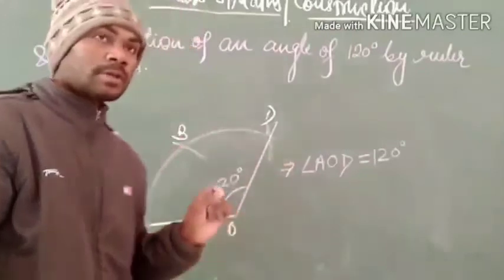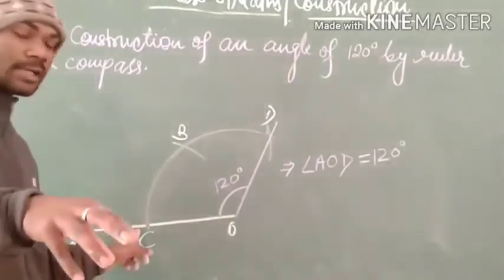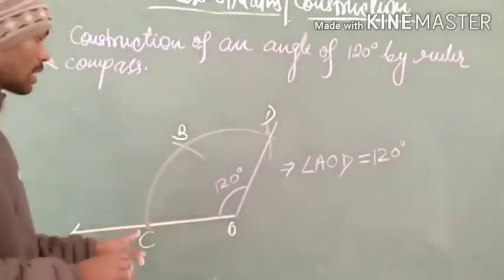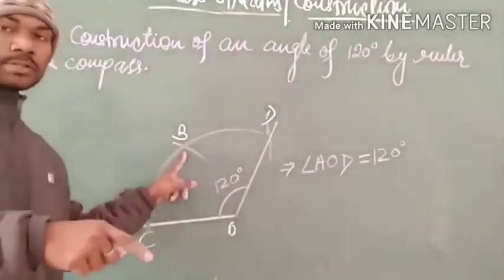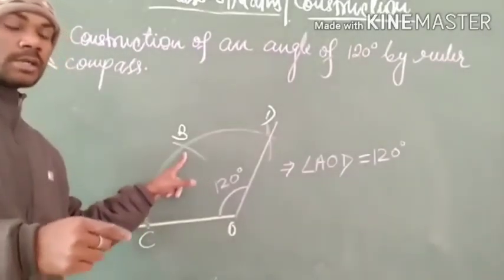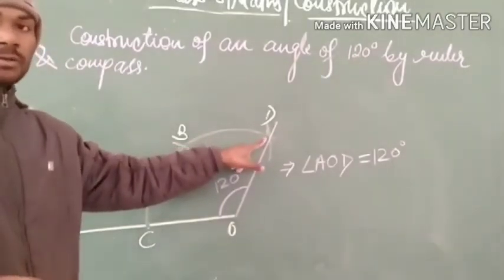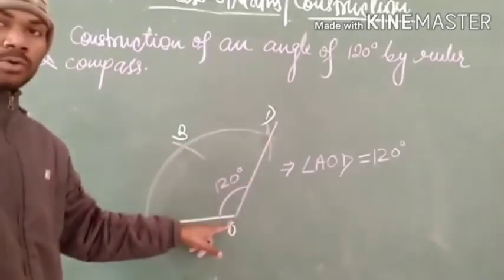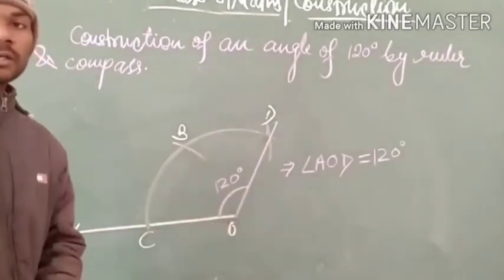Now from C as a center and the same radius, draw another arc which cuts the first arc at the point B, and now repeat the same process: B as a center and the same radius, draw another arc which cuts the first arc at the point D. Now join the point D to the point O, which gives us the required 120 degree angle.